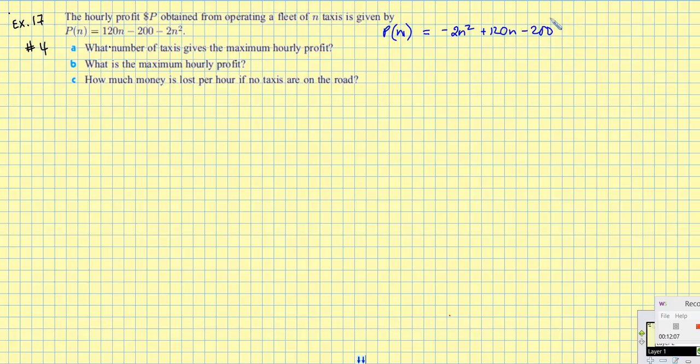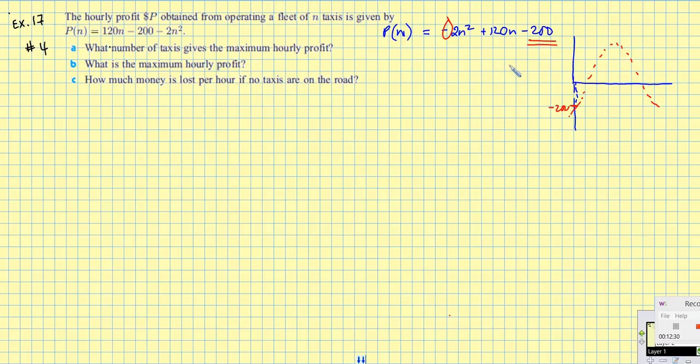Okay, where, again, I would try to picture what the graph looks like. So I know that the graph has a y-intercept. It has a y-intercept at negative 200. So let's assume this is negative 200. And I know that the graph is going to be facing downwards, simply because I have a negative in front of the n squared here. So I know it's concave down, it's opening down.